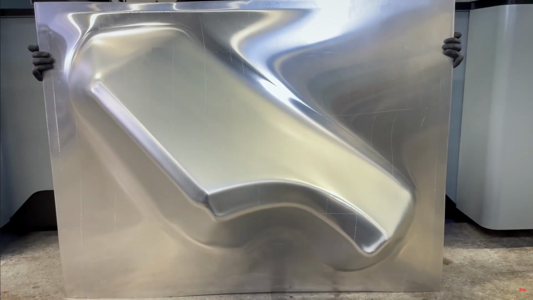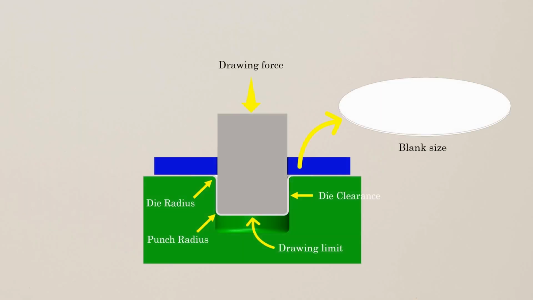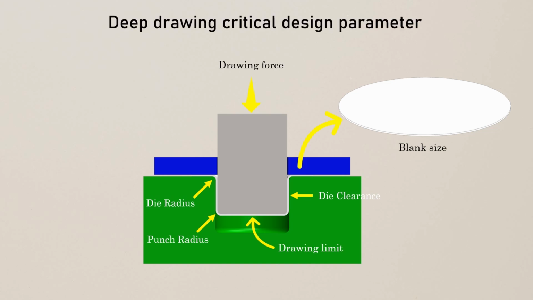So this was all about the methods of deep drawing. And now it's time to understand the critical parameters related to the deep drawing process that we need to know to design the punch and die for deep drawn parts, like die radius, punch radius, die clearance, blank size, LDR limit, or even calculating the required force for the drawing process.